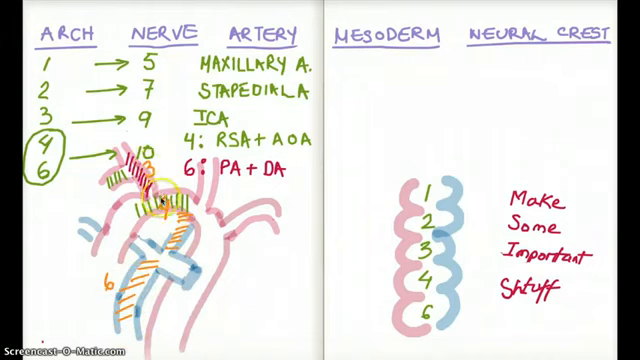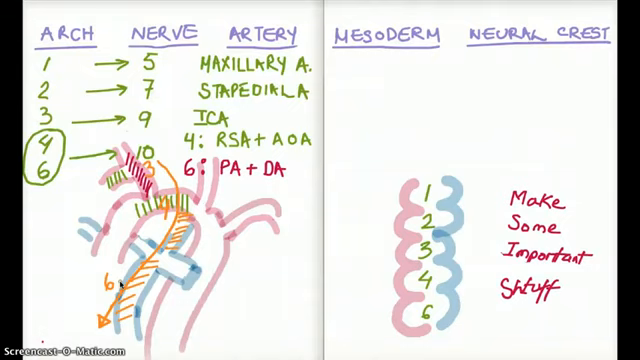So it kind of follows a pattern, like it's coming down in terms of numbers. Whenever I'm thinking of brachial apparatus or pharyngeal apparatus, I think about this pattern that 3 is going to be at the top, 4 is going to be right below that, followed by 6. That pattern of thinking helps me remember where the different arteries are.